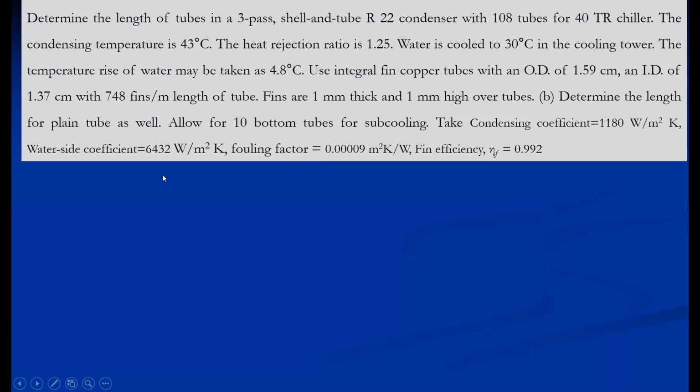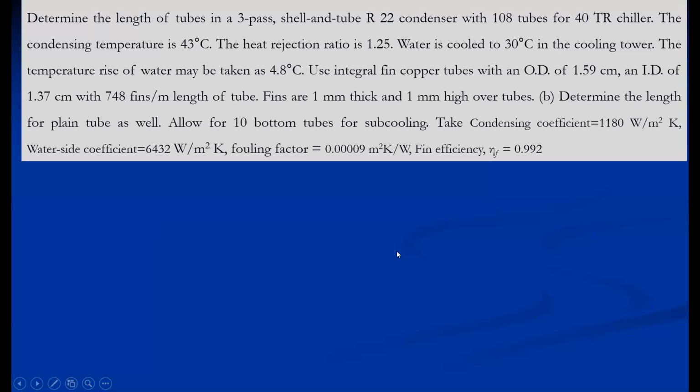Efficiency is given. So this is the problem on a shell and tube condenser. We already took one numerical on a shell and tube DX type evaporator. On a similar basis, we will solve. The slight difference is that in that particular case the tubes were plain, while here the tubes are provided with fins. Now we have to calculate the length.